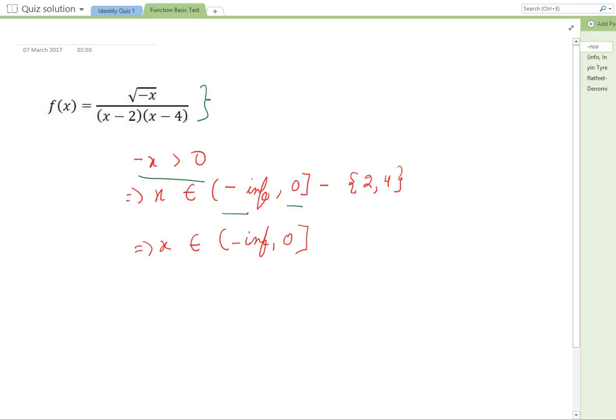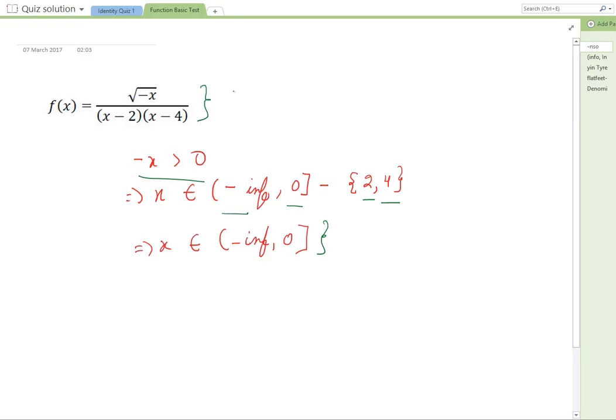But plus we cannot have the denominator as 0. So we'll exclude 2 and 4 from the set. But as you can see here, the set is between minus infinity and 0. So 2 and 4 are anyway not a part of this set. So you do not need this. In fact, this would be wrong. The answer would be minus infinity to 0.